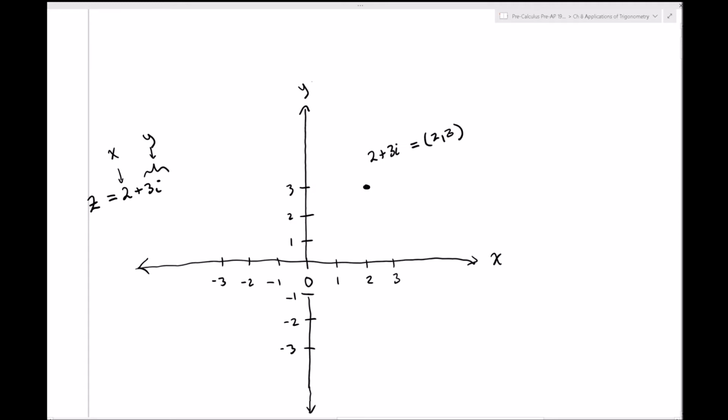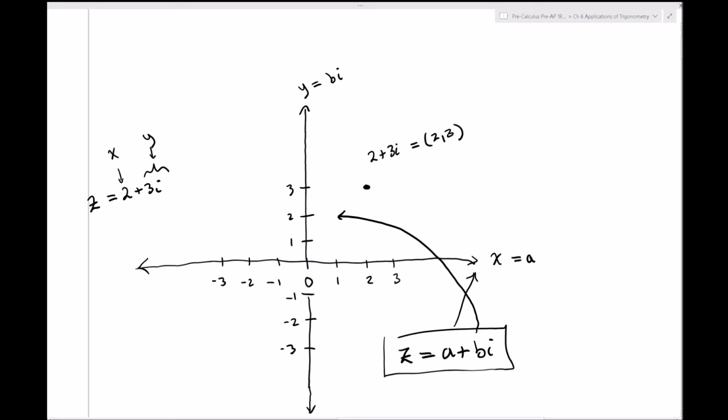So y is equal to some number b times i, and x is just equal to a, where z is the complex number a plus bi. So we could take any complex number, a plus bi, and graph it this way. a is going to get graphed on the x. b by itself is going to get graphed on the y without the i. So the i is just a place marker. The i means that's the second coordinate. That's all that means.